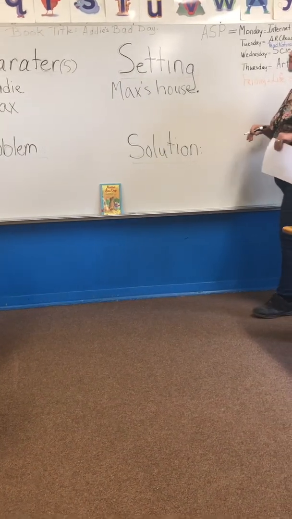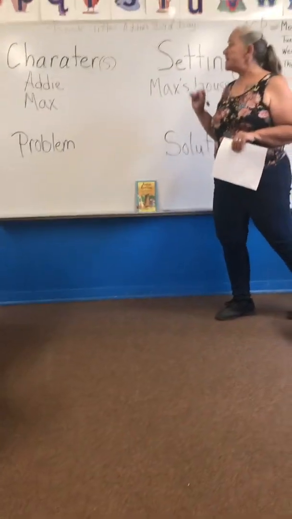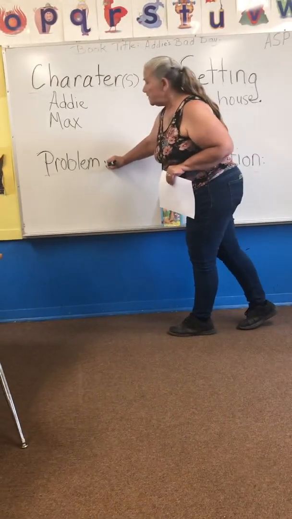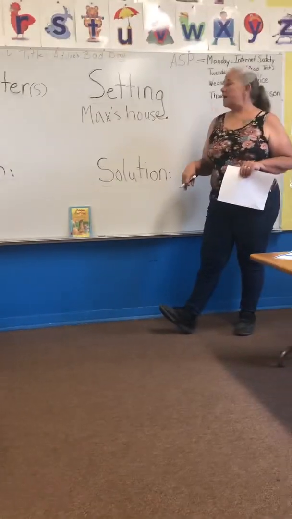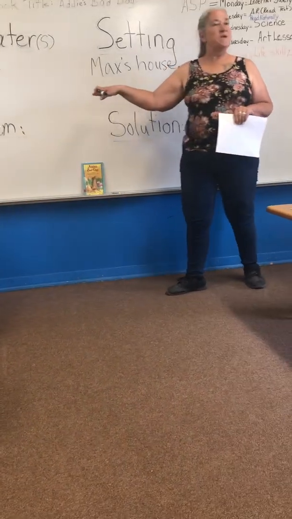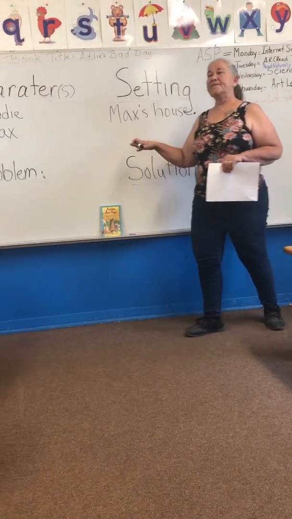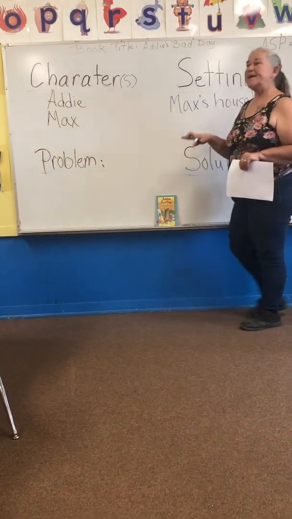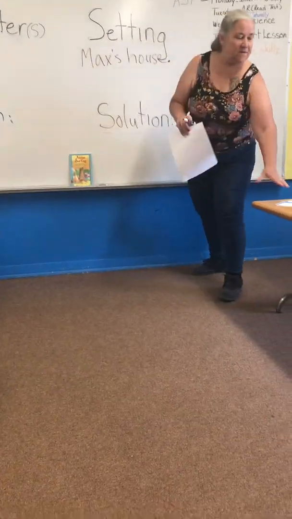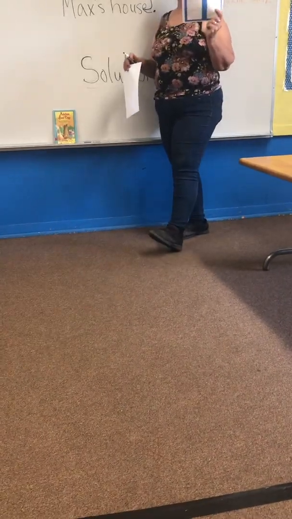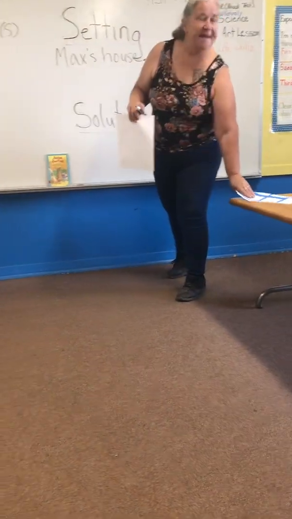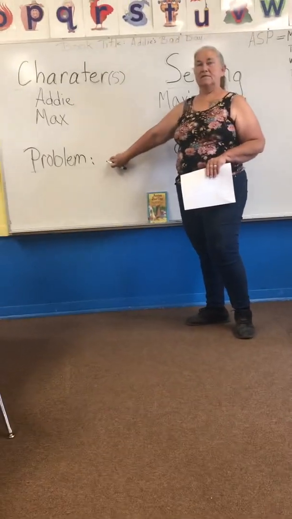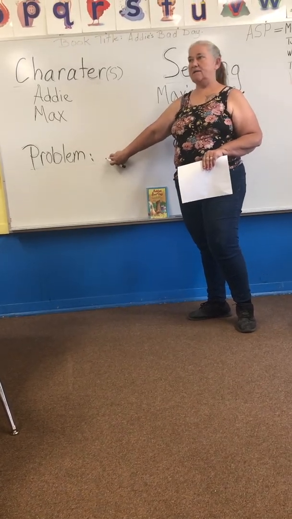Further, we read that Addie was having a very, very bad day. So Addie had a problem. He did not want to go to Max's birthday party. Who can tell me what the problem was? After reading the book, I gave you some key elements that were in the book. I had you write them down on your paper. Look at your paper and answer. Raise your hand, answer. Who can tell me what the problem was? Why was Addie having a bad day?